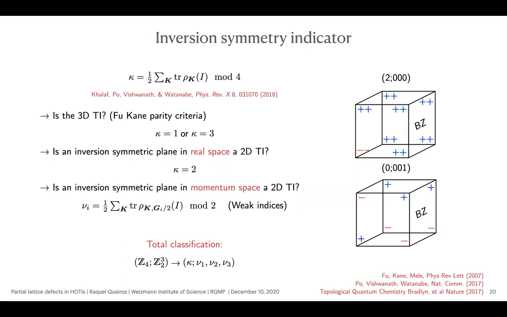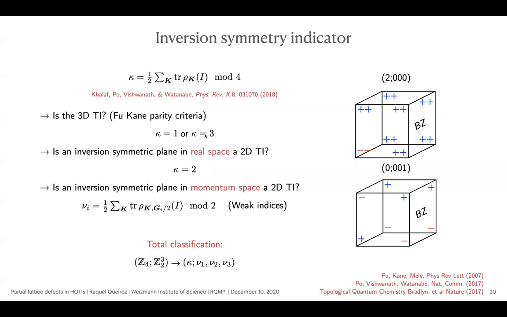So if we focus on inversion symmetry alone, which is actually the simplest case and very predominant in nature, the inversion symmetry indicator that we have is a Z4 indicator that was proposed in this paper here. Basically, what it is, is to sum up all of the inversion symmetry eigenvalues in the Brillouin zone and take it mod 4, divided by 2. I need to say here, it would be divided by 4 if it was a spinful representation. So this kappa, if it's the parity of this, gives us the original 3D topological insulator indicators.